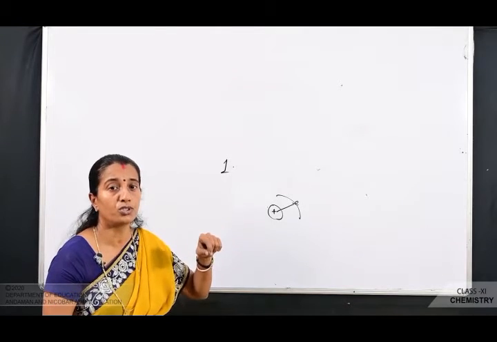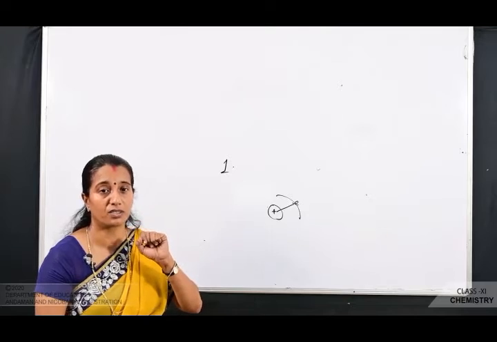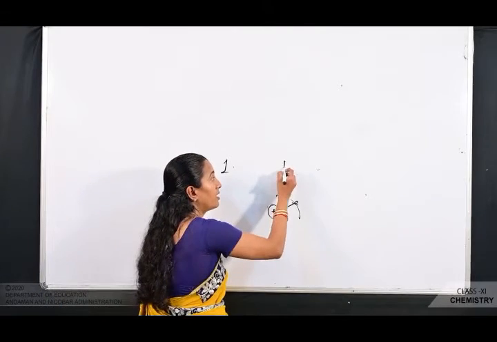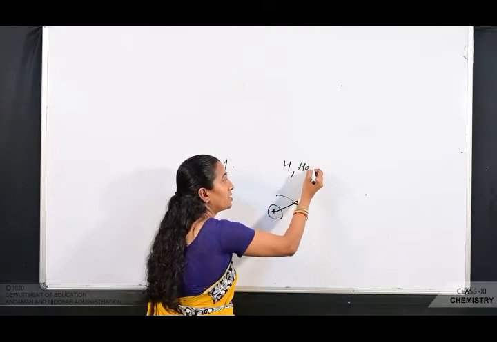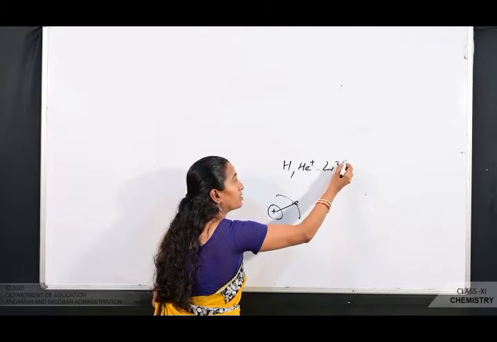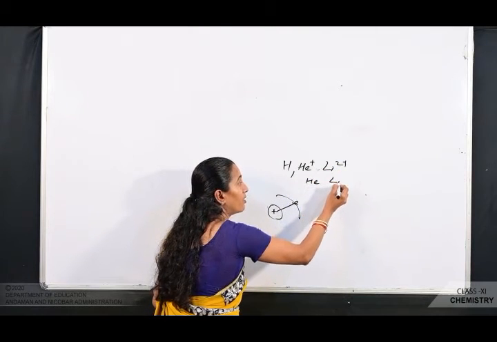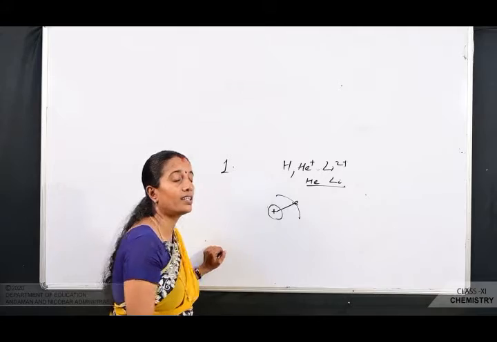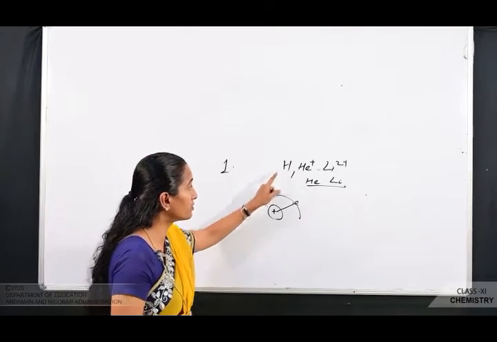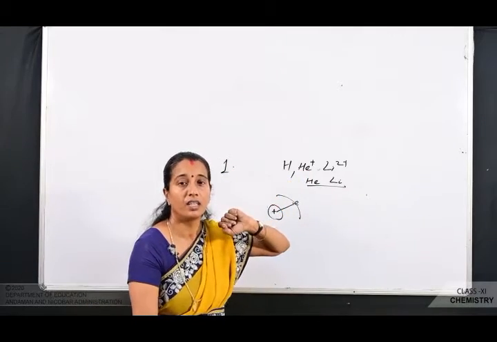Especially, this Bohr's theory can be used only for one-electron species. One-electron species means hydrogen, He+ or Li2+, not helium and lithium. It cannot be used for them, because they are not single-electron species. Single-electron species means containing only one electron.